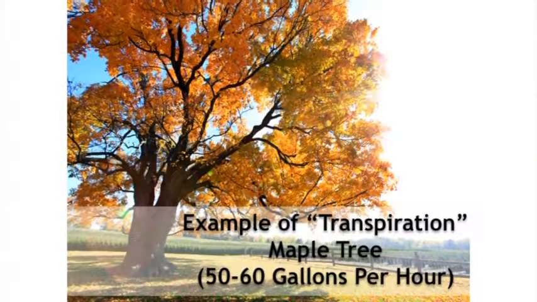And here's an example. A maple tree on a hot day in the summer can transpire or bring back into the atmosphere 50 to 60 gallons of water per hour. Isn't that amazing? Think of all the trees around us, and even cornfields and other types of plants are constantly replenishing the moisture within the atmosphere so that life can exist here on the earth.